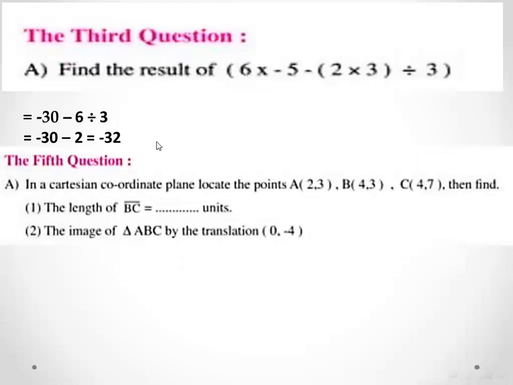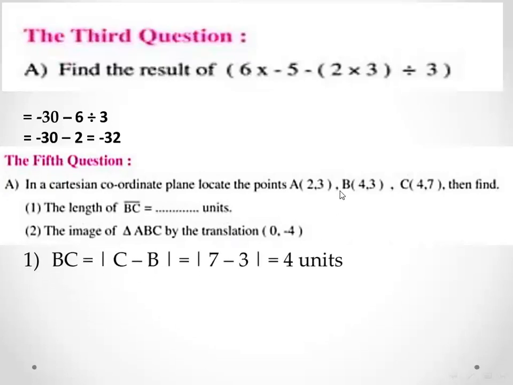Fifth question. He gives me points and he needs me to locate these points. You're going to draw it in your graph copybook, okay? The length of BC means the absolute value of C minus B. Look at C and B. You have a common number, which is 4, so you're going to subtract the other two numbers. 7 minus 3 equals 4 units.